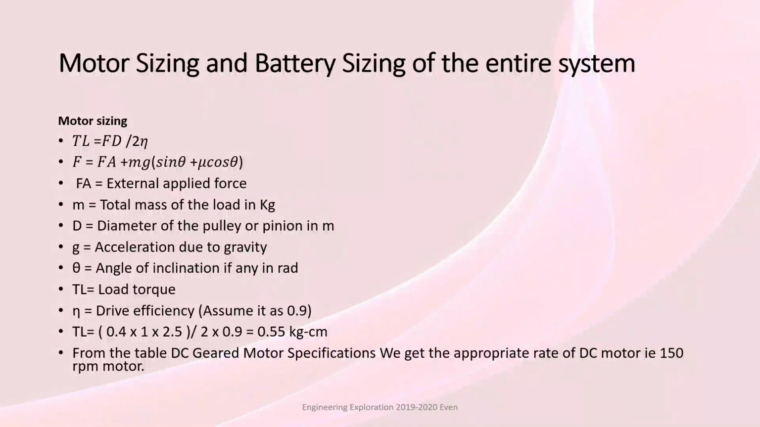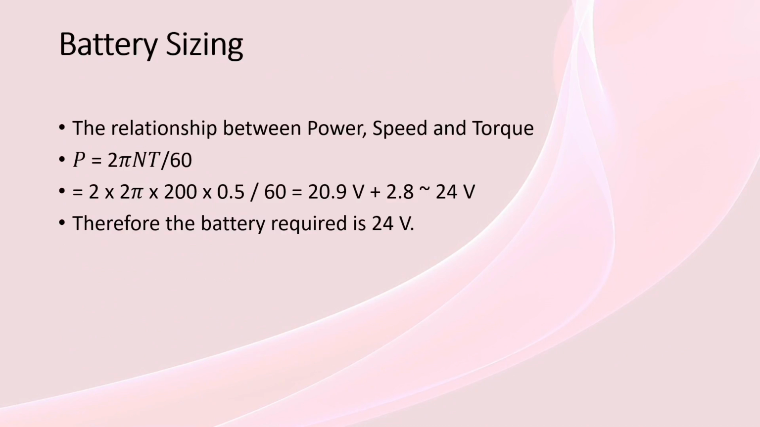Motor sizing and battery sizing of the entire system. By doing suitable calculation, we get the torque load required as 0.55 kg/cm. From the table of DC geared motor specification, we get the appropriate rating of DC motor, that is 150 rpm motor. Battery sizing. From suitable calculation, we get the required battery as 24 volts.